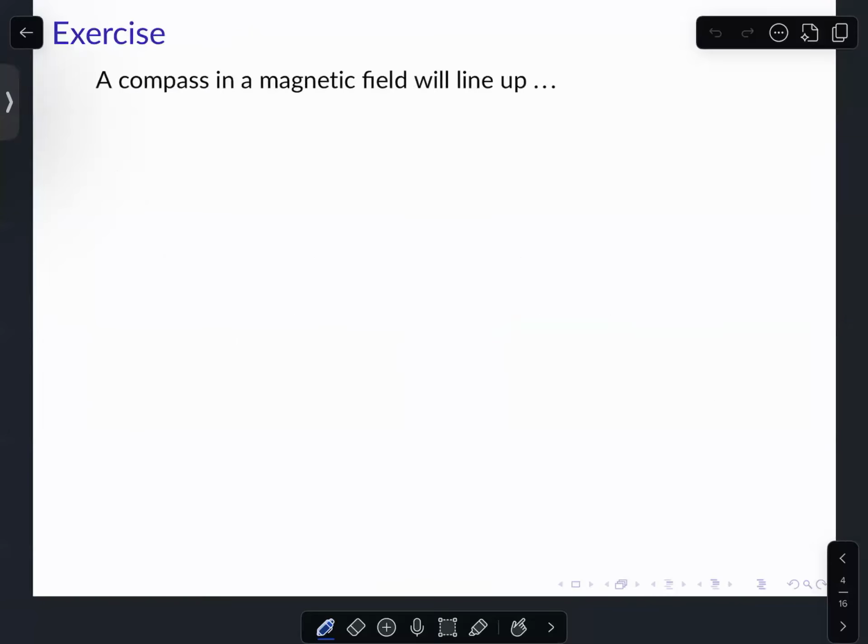Details. Hey, Google Form B: which direction does a compass point? Does it point with the magnetic field direction, against the magnetic field direction, or at right angles to the magnetic field direction? Which direction does the compass point? With, against, or at right angles? Quick.